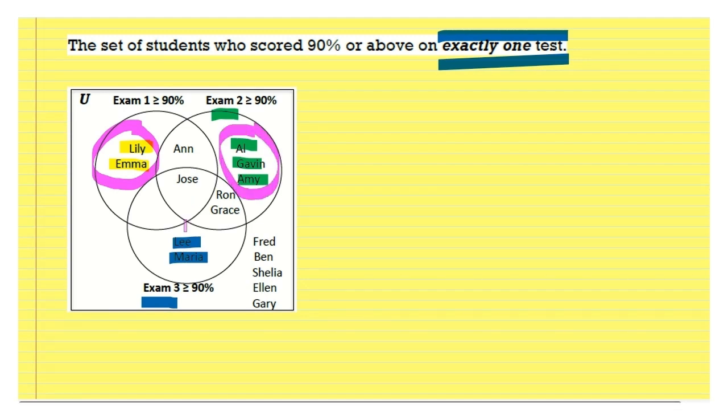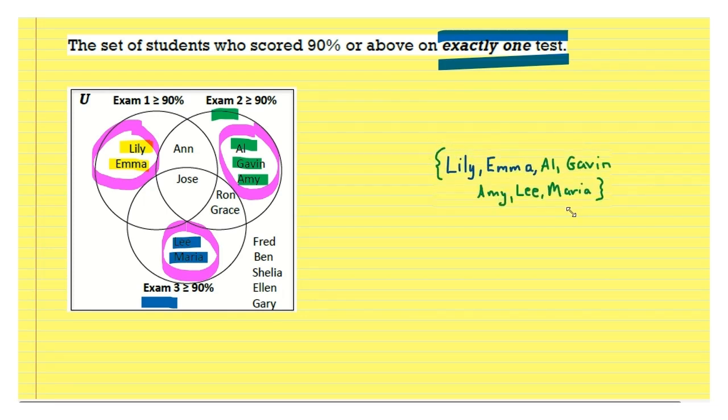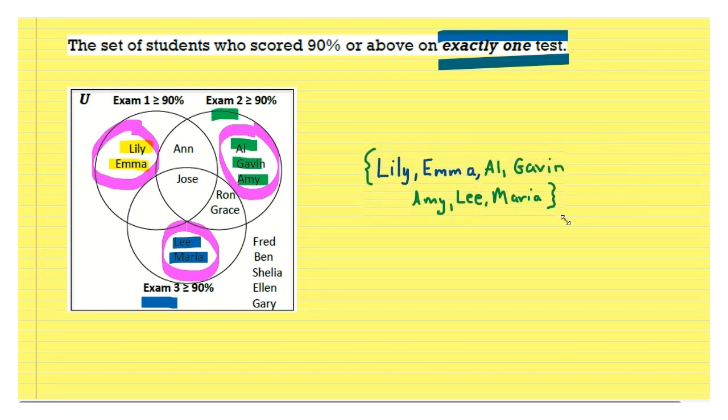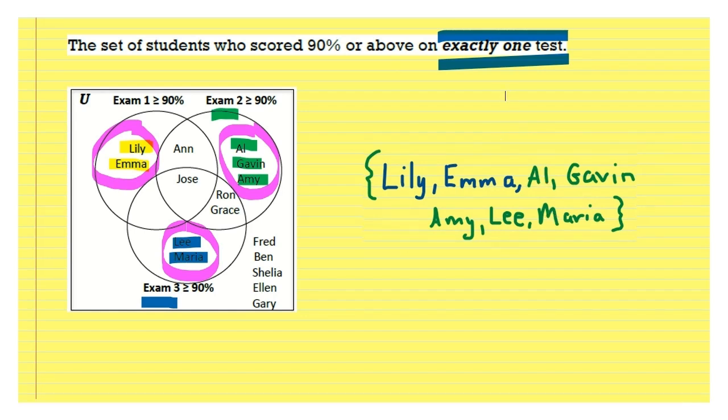So these people in these three locations scored higher on exactly one test because their name does not appear in any other circle. It only appears inside of one circle. So that's the roster that we're going to create, for these people's names that have only scored higher than 90% on one test. So that should match our names: Lily, Emma, Al, Gavin, Amy, Lee, and Maria.